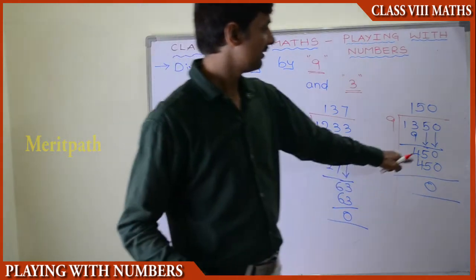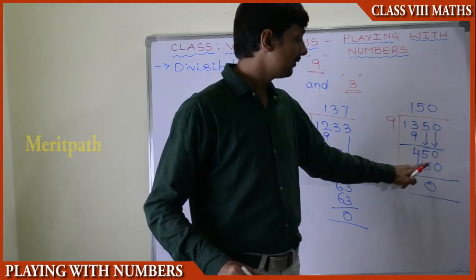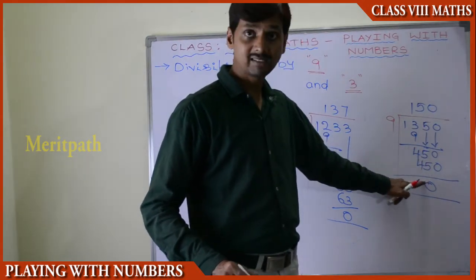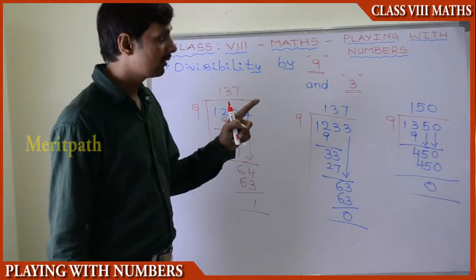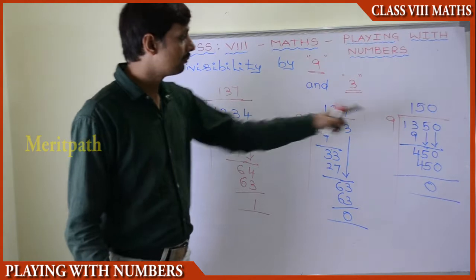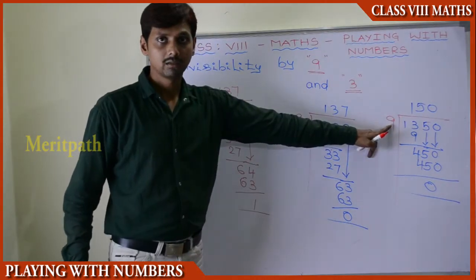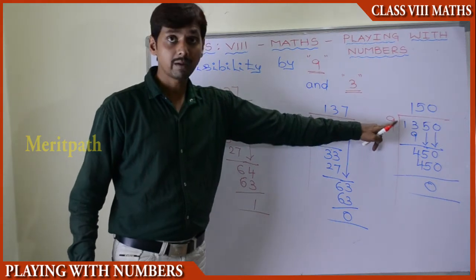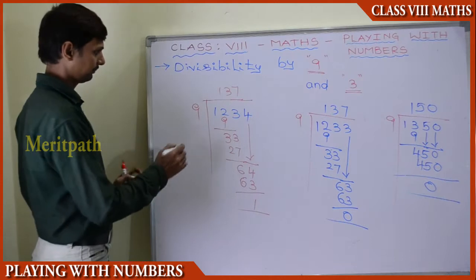Here we have taken 0. So 450 minus 450, we got 0 as a remainder. Then we can observe that when we divide the number 1350 by 9, the number is divisible by 9 and we got 0 as a remainder. Let's see. Let's take some other number.